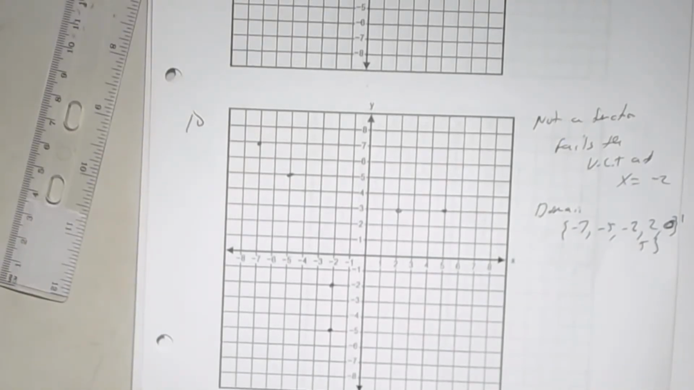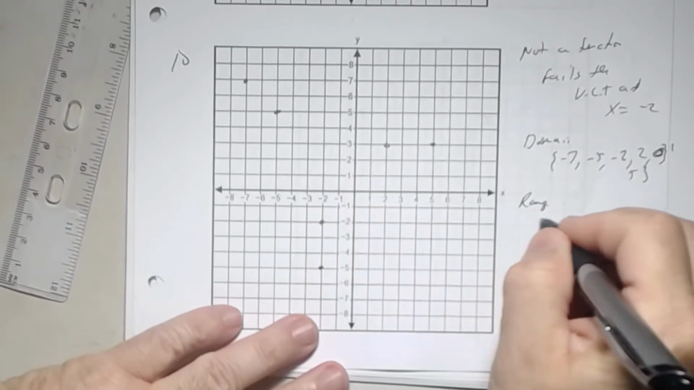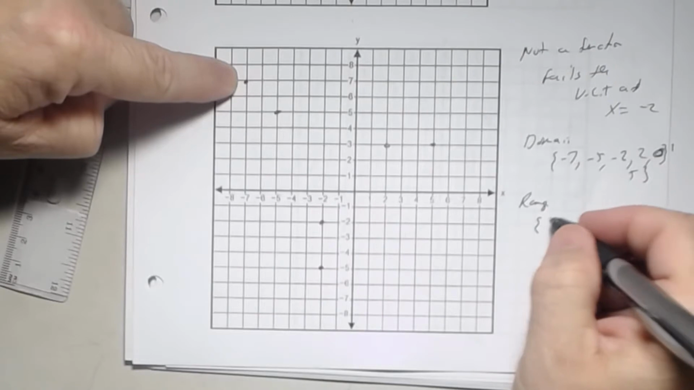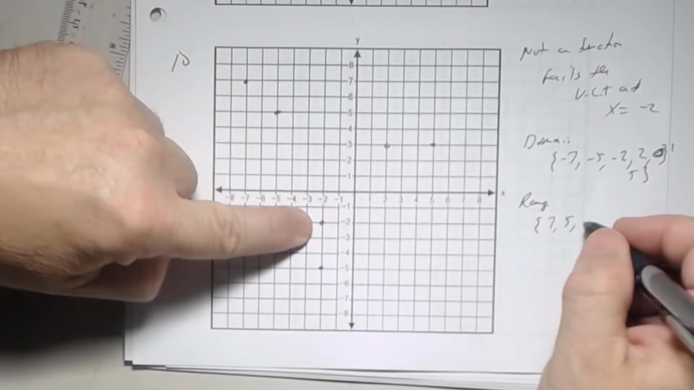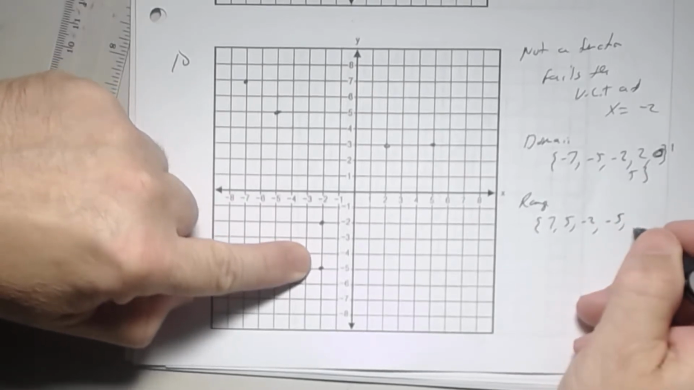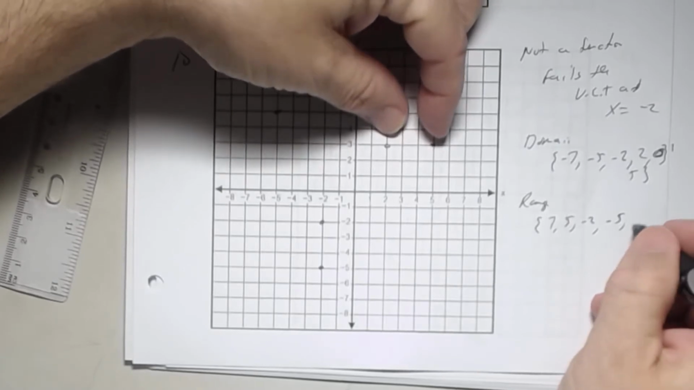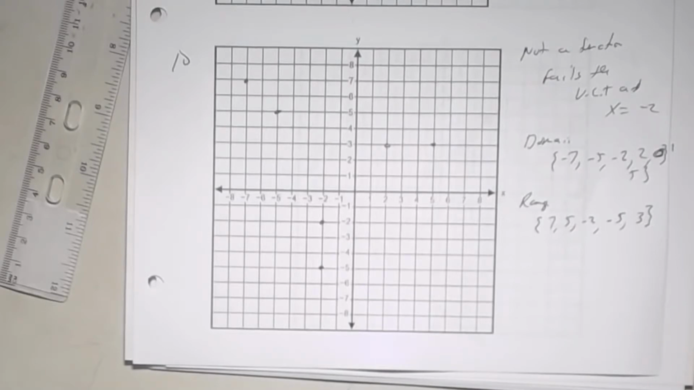The range is a set of y coordinates. This y coordinate right here is 7, this is 5, this is -2, this is -5, and these two are the same, so just list it once. That's 3. So those are your y coordinates.